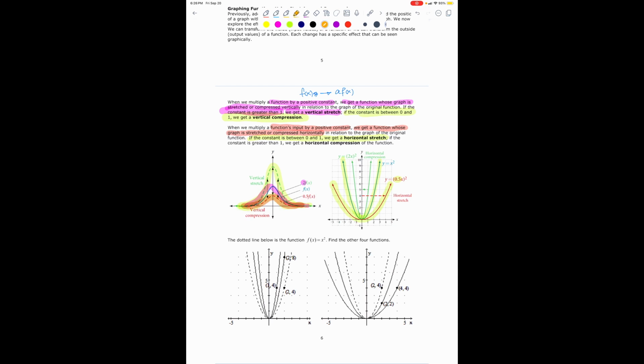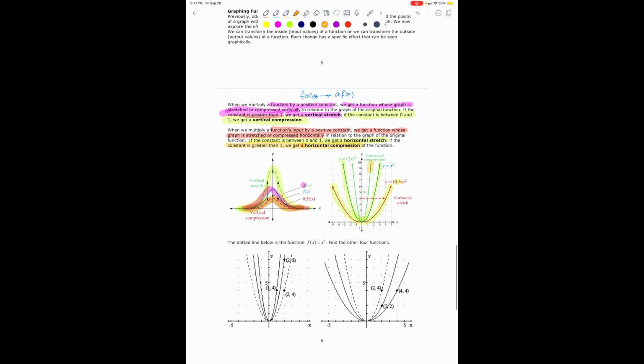And then if you multiply the inputs with a number that is greater than 1, you're going to get a horizontal compression. So when you compress something horizontally, it's going to become narrower and more pointy. So here is the compression. It happens here. And you can also experiment with that with the activity.